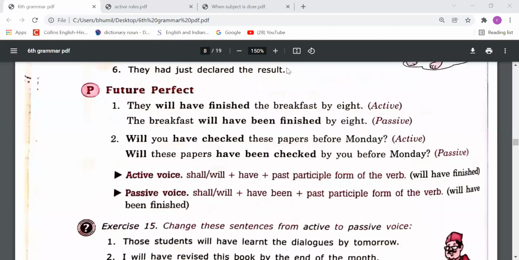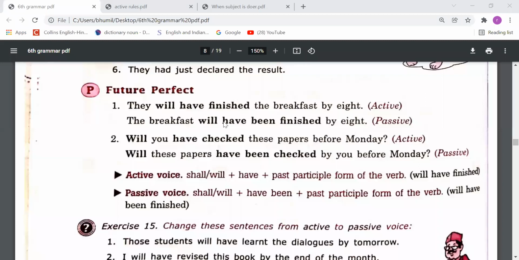Future perfect, like one sentence written here. They will have finished the breakfast by 8. So that's an active sentence. Why? Because third form we have written here, but no B form is there, right? So that's why this is an active sentence. And see the second sentence. The breakfast will have been finished by 8, right? Even we can also mention here by them also. Okay, it's up to us. If you want to mention the doer in passive sentence, we can mention. If that is understood, so we can skip also. So the breakfast will have been finished.